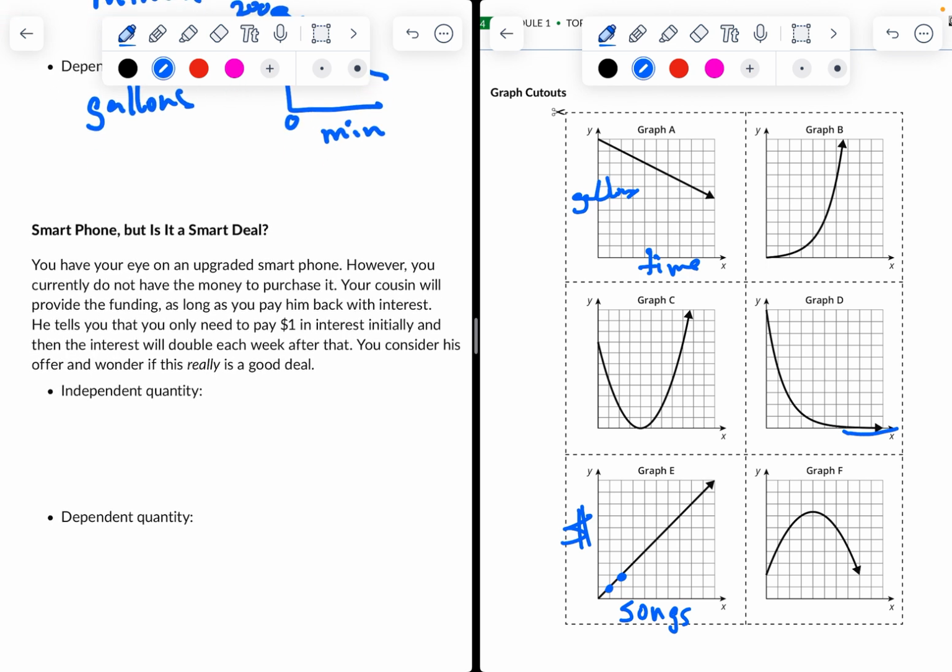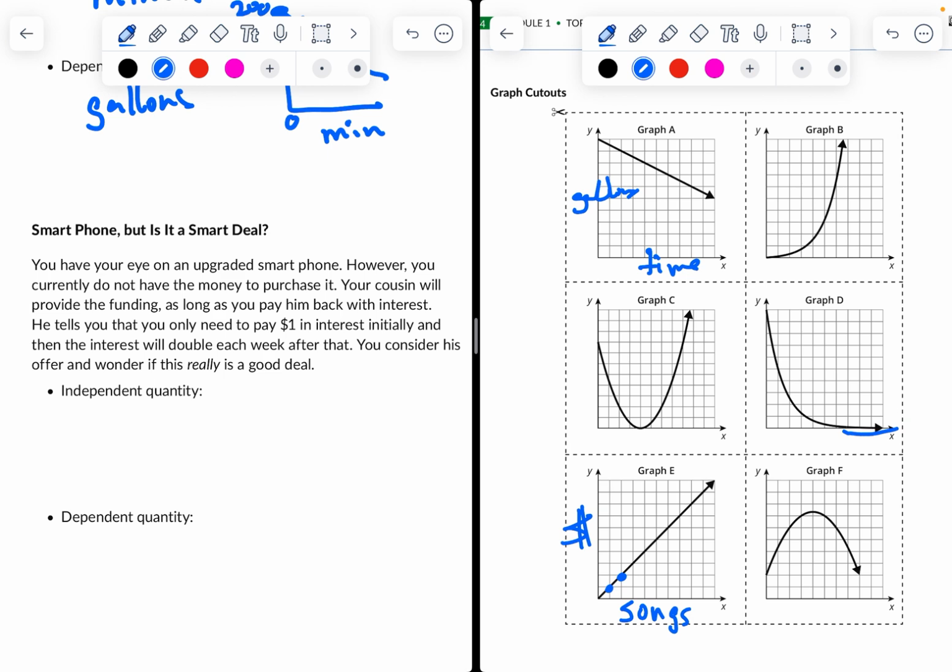I have my eye on an upgraded smartphone. I currently don't have enough money. My cousin will provide the funding as long as I pay him back with interest. He tells me that I only need to pay $1 in interest initially, and the interest will double each week after that. So I'm going to just figure out if this is a good deal or not.